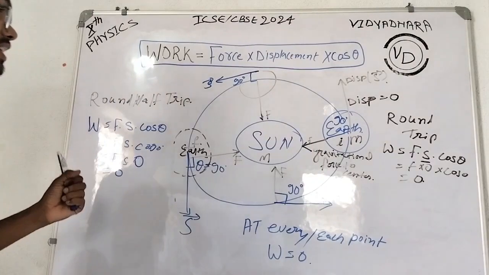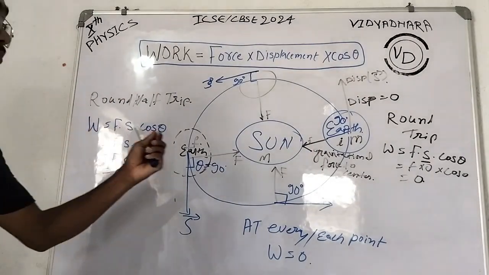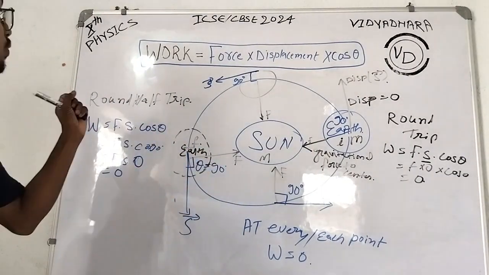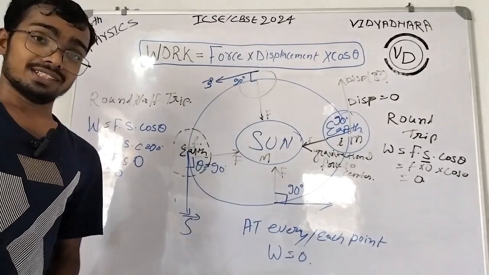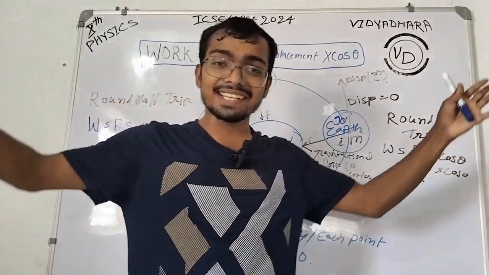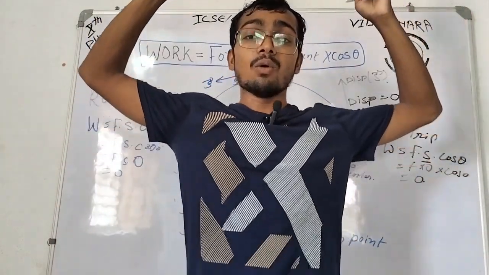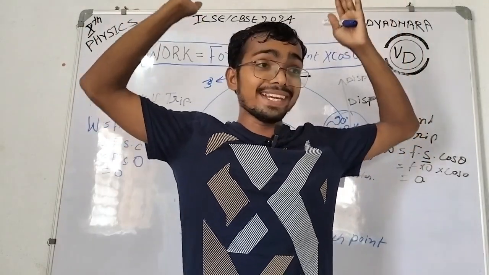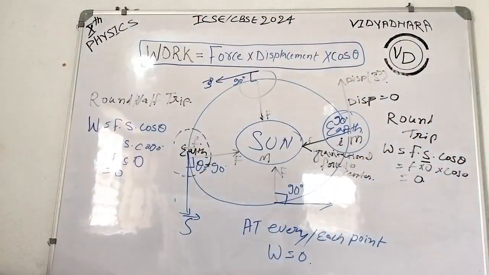So in both ways, work is 0. Suppose I take another example of a coolie who carries a load like this.